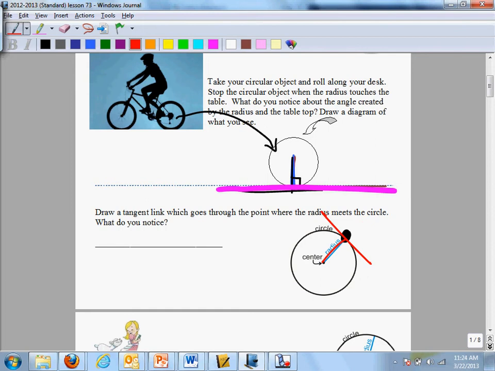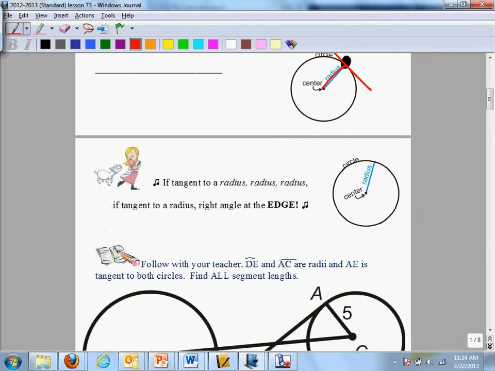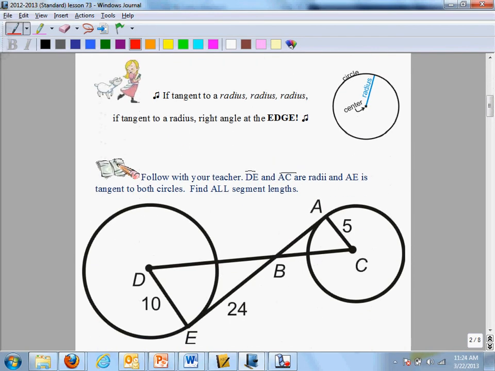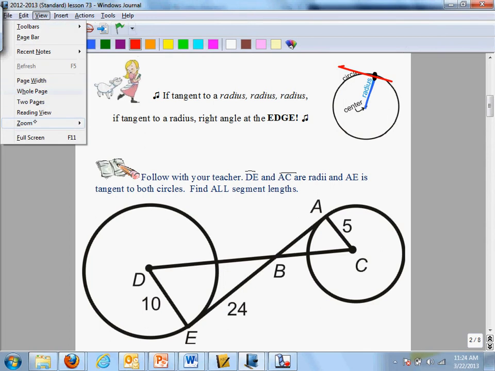So what you are noticing here, and if you did the preview notes, this was pretty much the entire preview notes, was this concept. You have a radius, darken that point of tangency, draw a tangent. That's a bad tangent, and that looks like a secant. Better tangent. This is one simple concept.